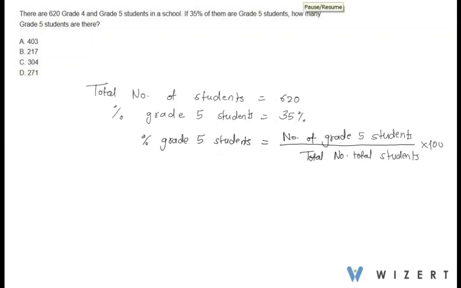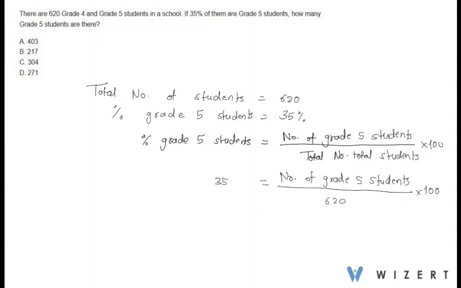Now out of these three values we are given the percent. So we'll write 35 on the left hand side. 35 is equal to the number of grade 5 students divided by the total, which is given as 620, multiplied by 100. So we can simply find the number of grade 5 students by solving this.